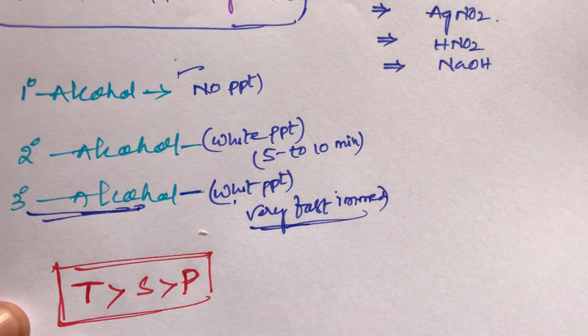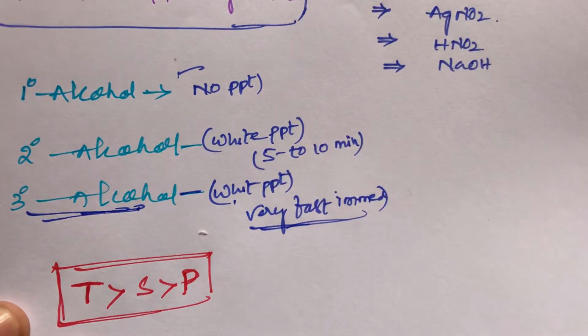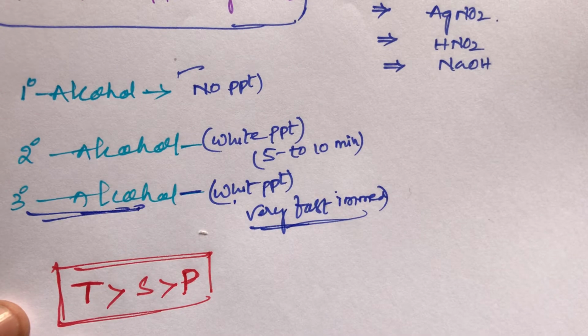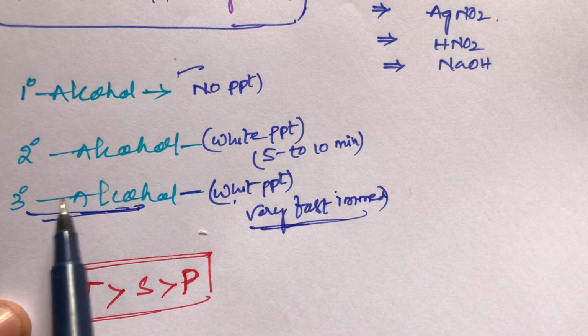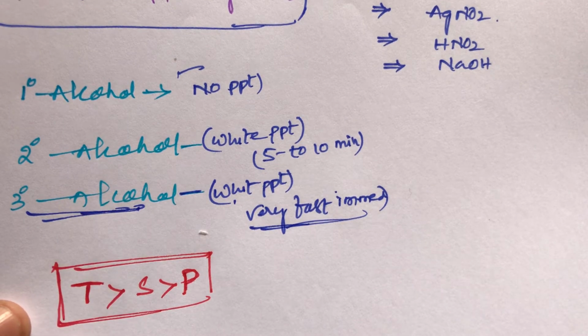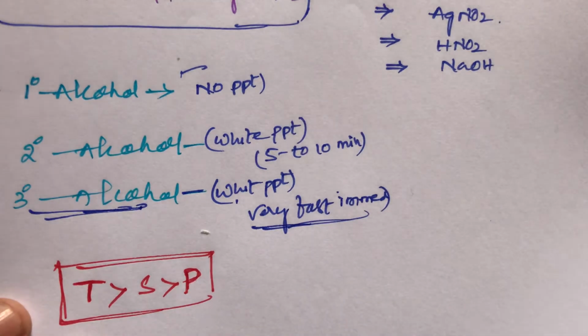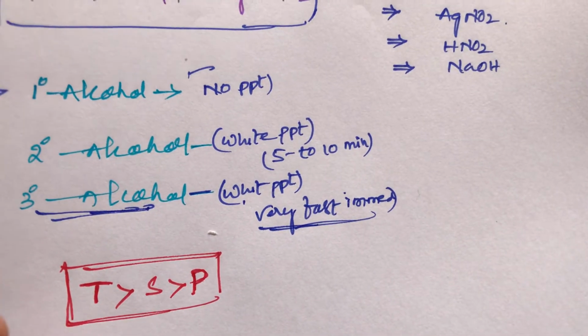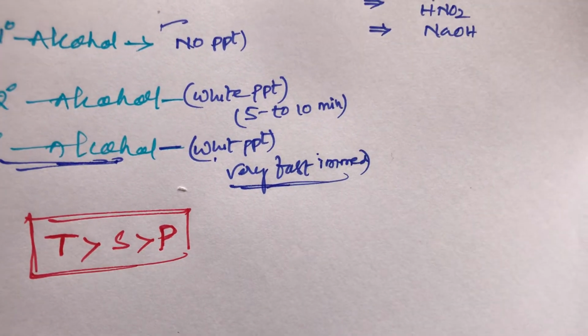Remember, these tests are only at room temperature. Primary alcohols do not give a white precipitate with Lucas reagent at room temperature. Secondary alcohols give a white precipitate after 5 to 10 minutes at room temperature. Tertiary alcohols react with Lucas reagent and give a white precipitate within a fraction of a second at room temperature. This is the test for alcohols with Lucas reagent.